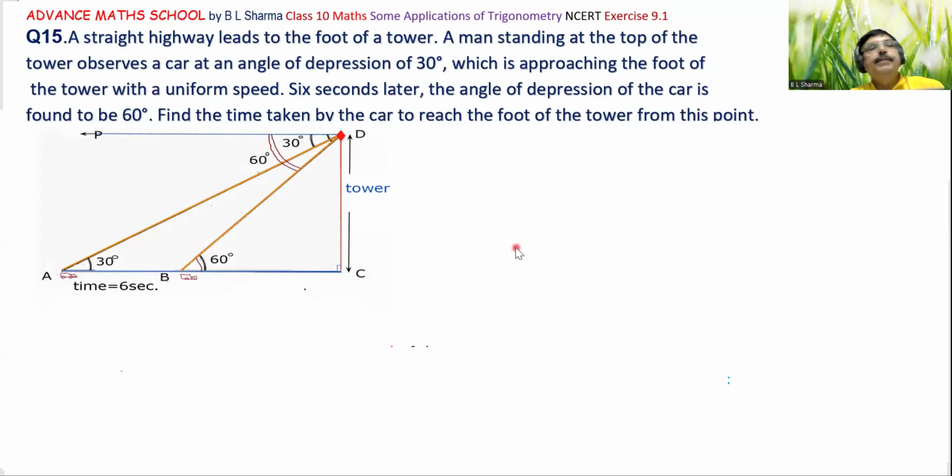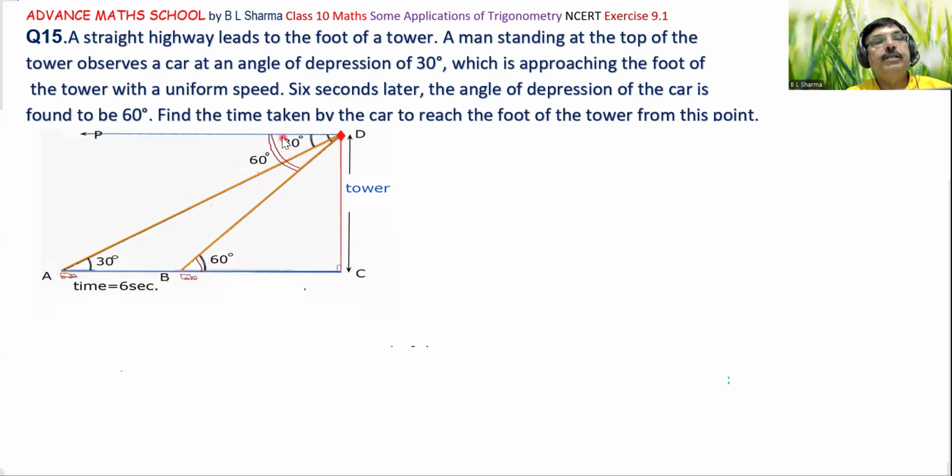Question number 15. A straight highway leads to the foot of a tower. This is the tower. A man standing at the top of the tower observes two cars. Angle is found to be 30 degree. Angle is found to be 60 degree. The time taken from here to here, that is 6 seconds. एक ही कार है जो यहां से यहां तक आती है 6 seconds में, from A to B.